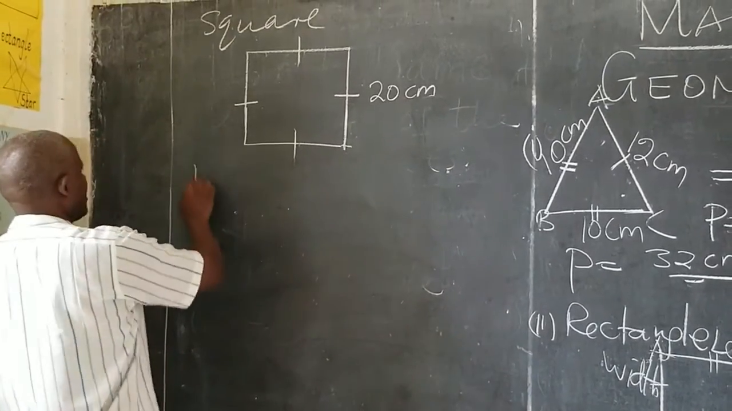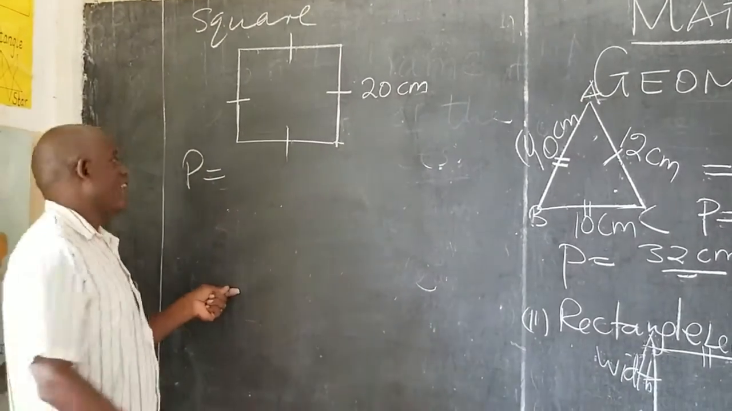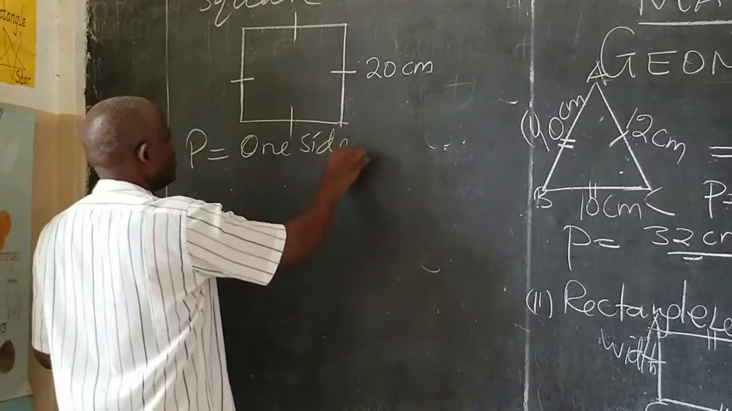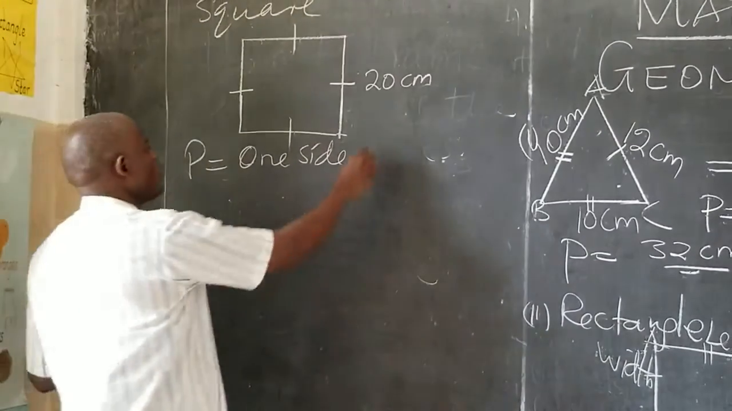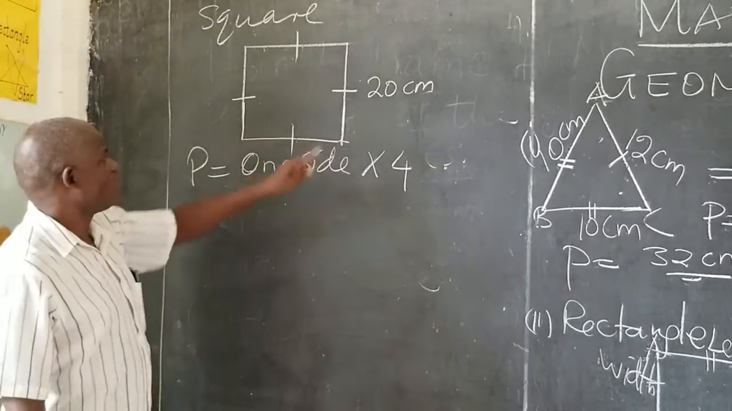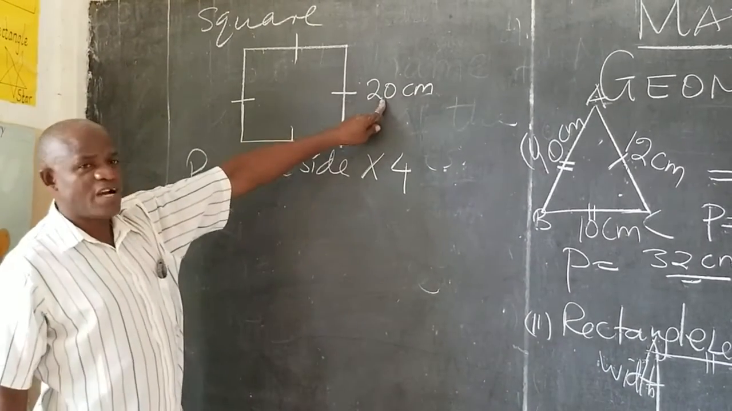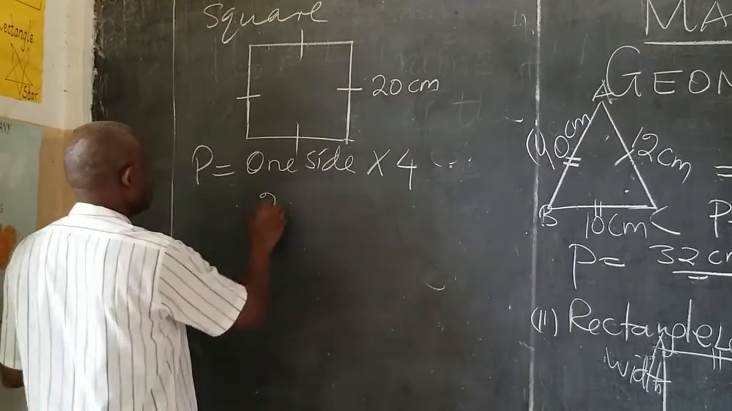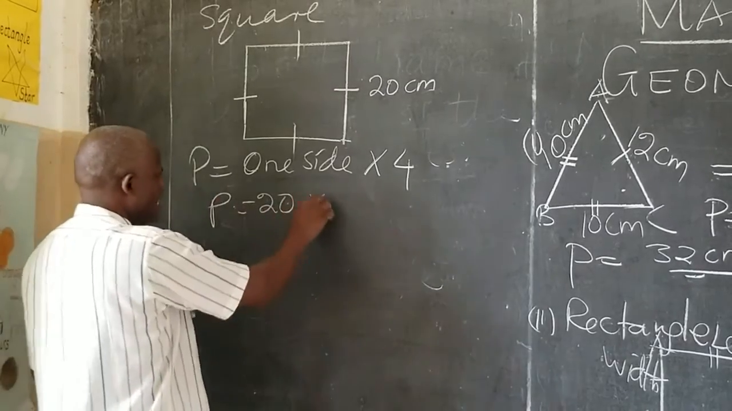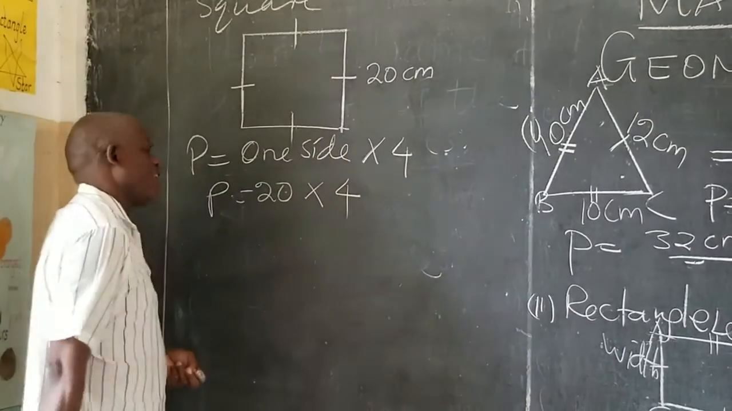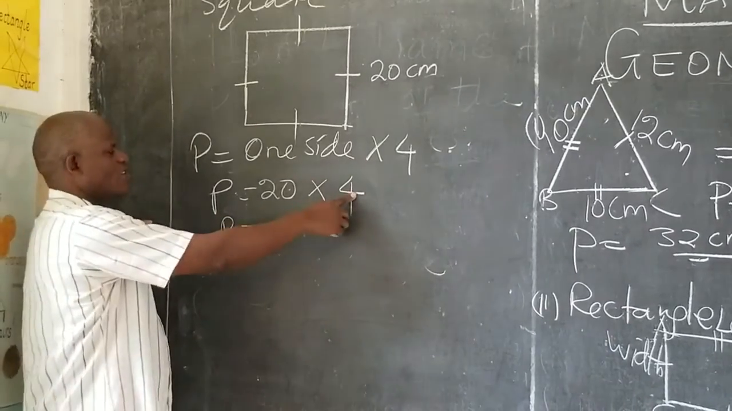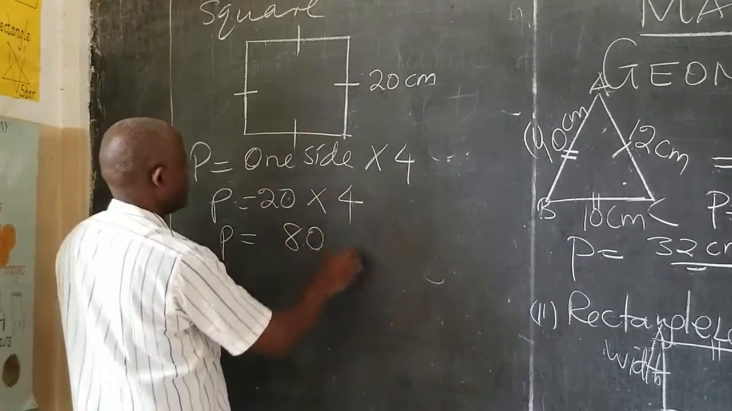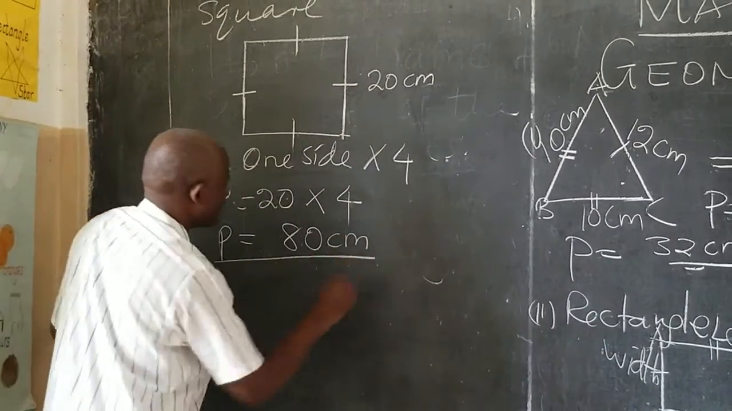Now the perimeter of the square, just take the measurement of one side and multiply by 4, because the measurement of one side is equal to all sides. That's why we take one side, which is 20, and multiply by 4. Now 0 times 4 you get 0, 4 times 2 you get 8. Now the perimeter of the square is 80 centimeters.